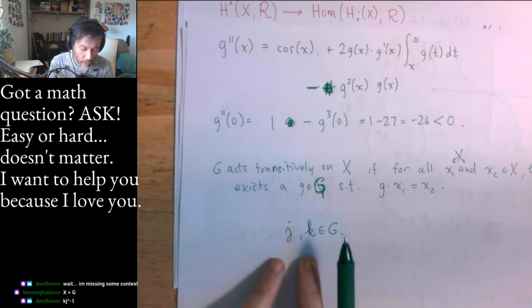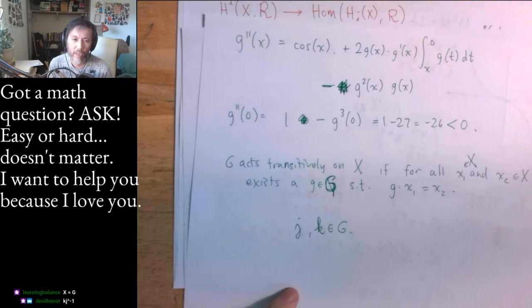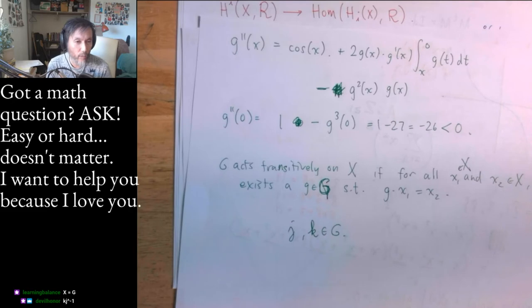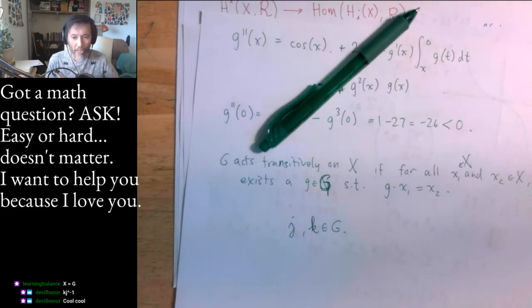So that means that the group action is transitive, because every pair of elements are related to one another by this group action. I'll be right back.